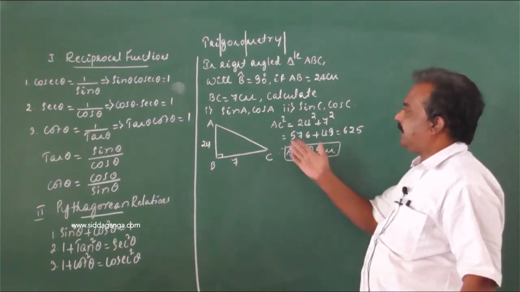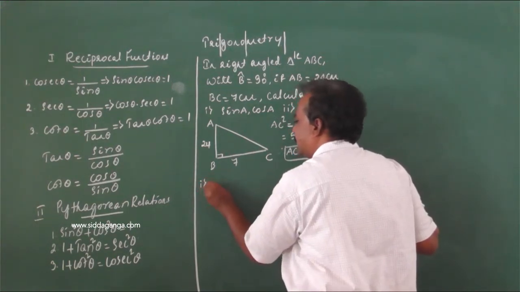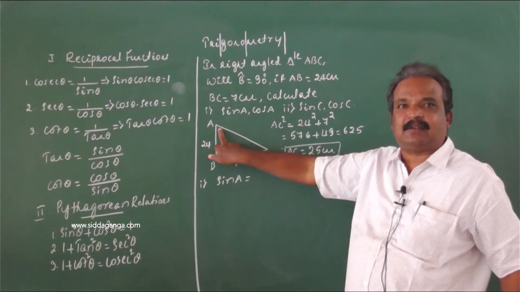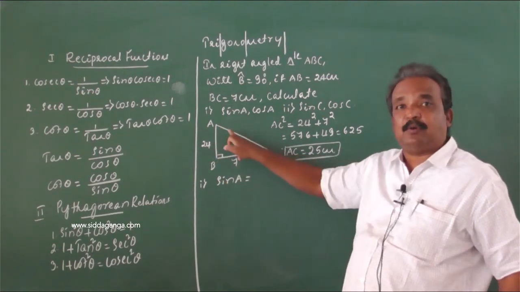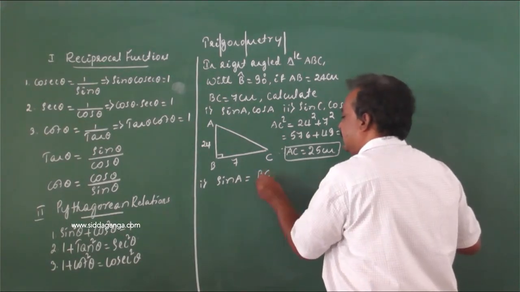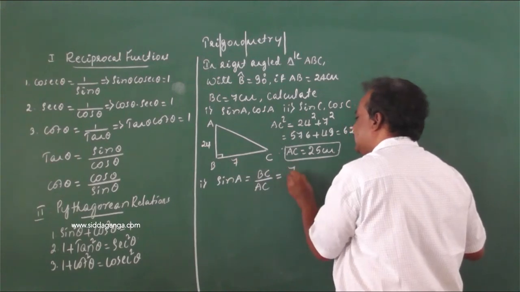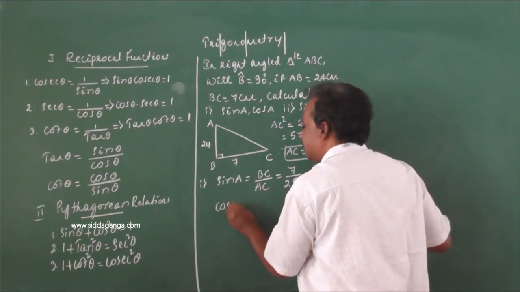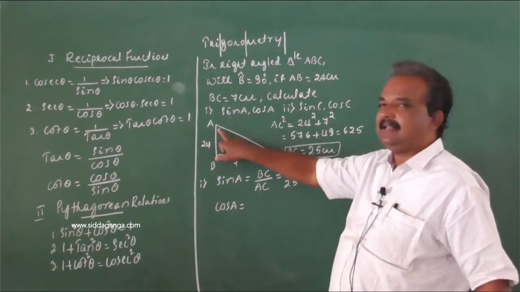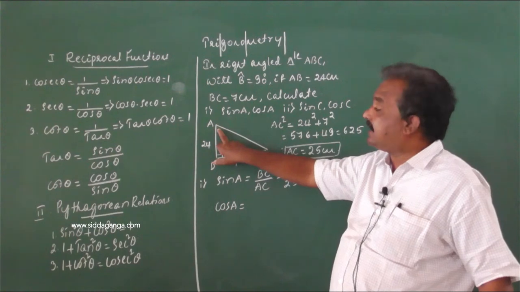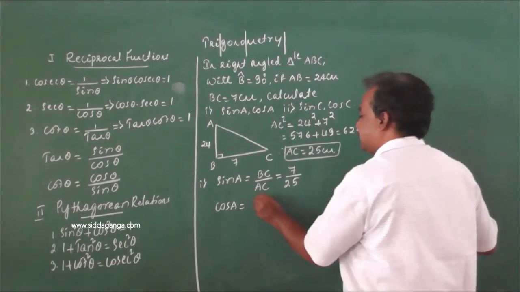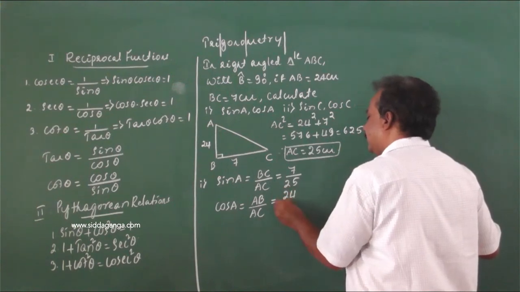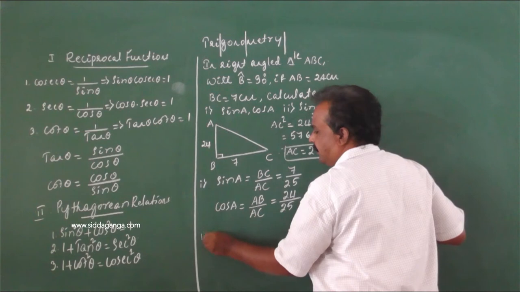Using this value, you can find sin A. What is sin A? Angle A is the reference angle. The opposite side for A is BC, by hypotenuse AC. What is BC? 7. What is hypotenuse? 25. And then cos A. The adjacent side for A is AB. Again, the hypotenuse remains the same. What is AB now? 24 by 25.